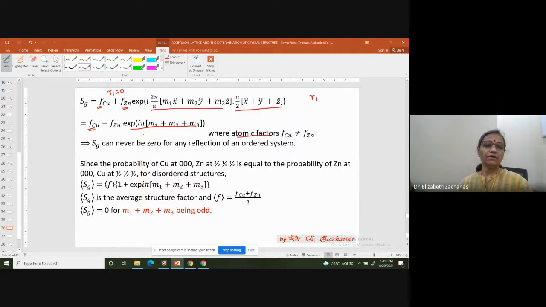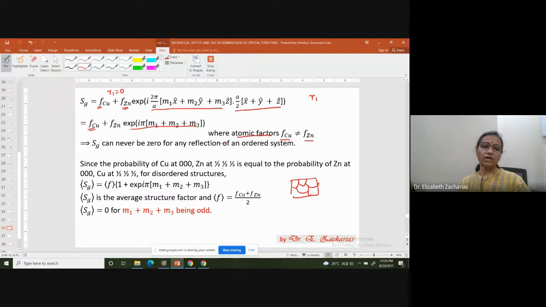Please remember, for a perfect crystal, the atomic factors of copper and zinc will never be the same for two different elements. That is a foregone conclusion. In a real material, what happens is that it will be polycrystalline. You studied this in SPM. You will have the crystal made up of different crystallites of different orientations.